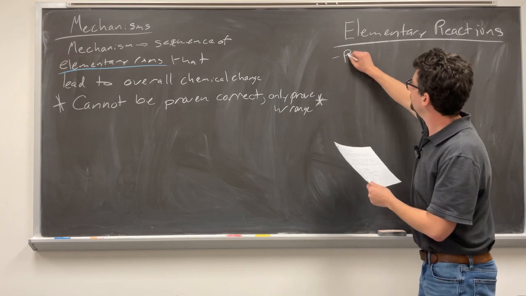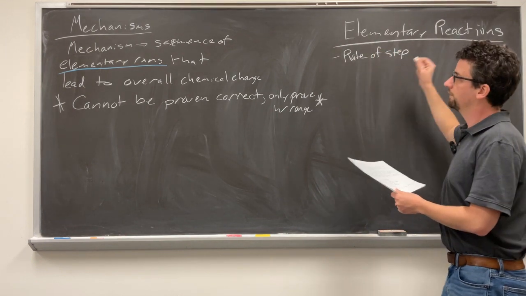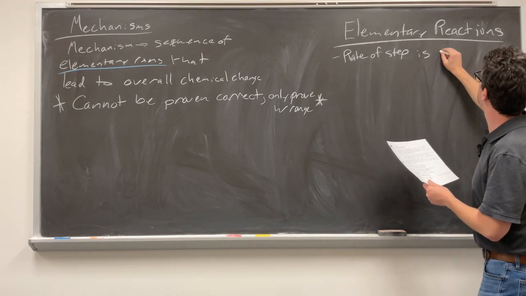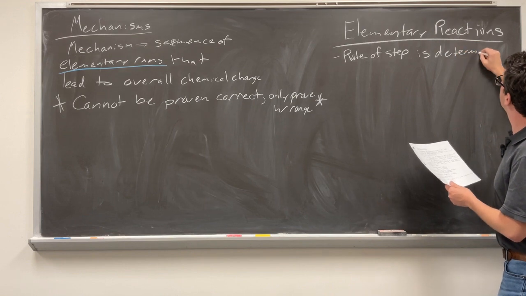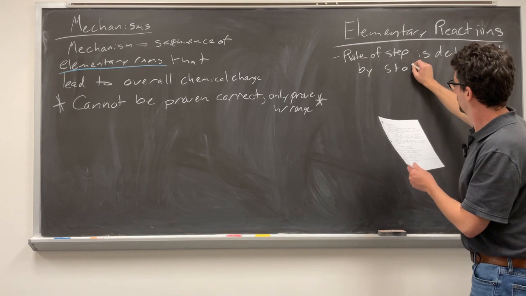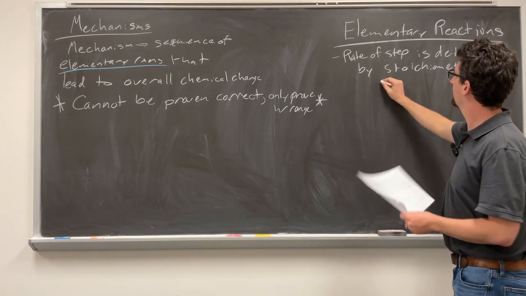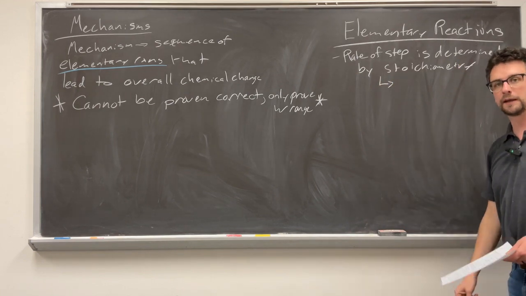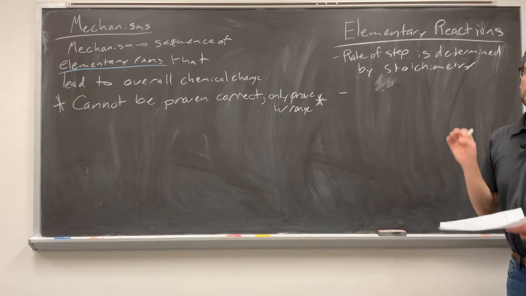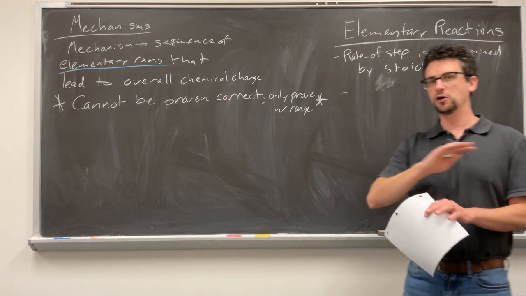So, the rate of the step, or that elementary reaction, is determined by stoichiometry. It's determined by molecularity rather than order. In each elementary step, there's only a single transition state and there are no intermediates.